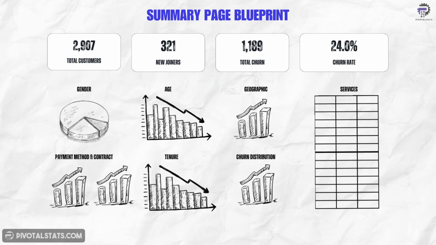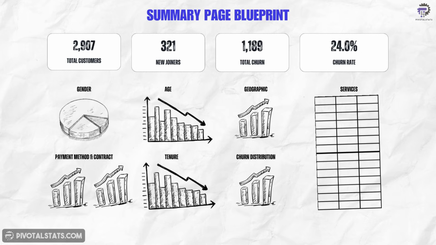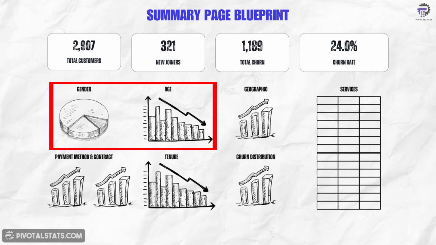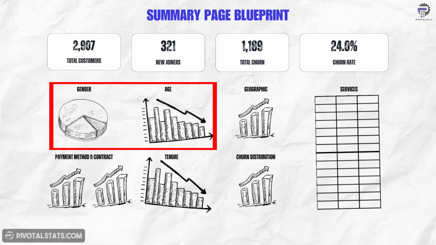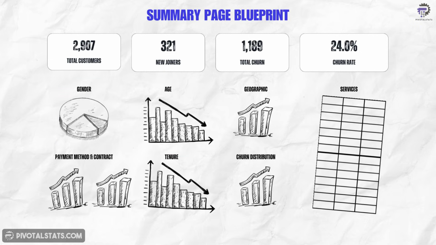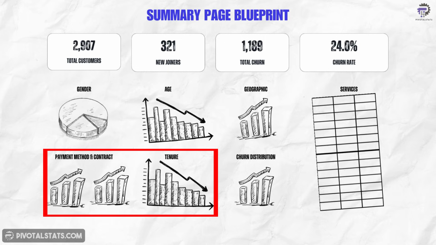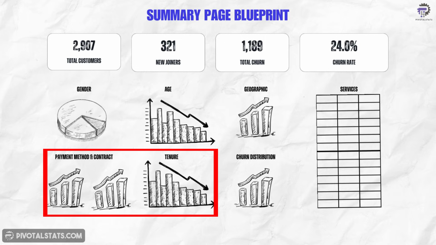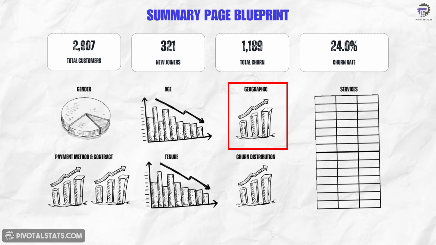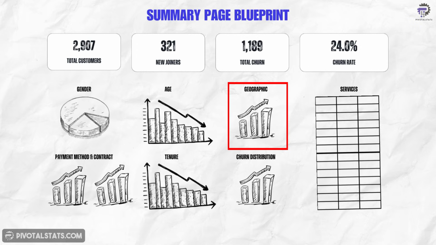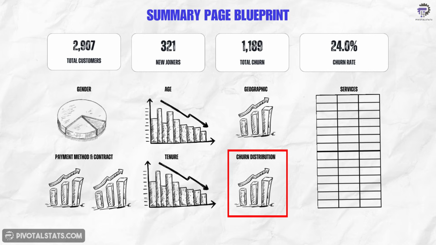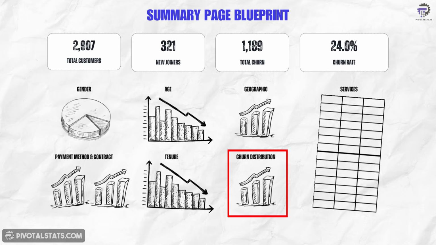Second, we have to divide our categories into further groups. First category would be demographic. So we would cover gender related visuals there and age related visuals there. Second one is your account related visuals, where we'll be covering payment methods, contract and tenure. Third is geographic, where we will be covering state related data. Then we're going to use the churn distribution. For that, we can look at churn category and churn reasons.